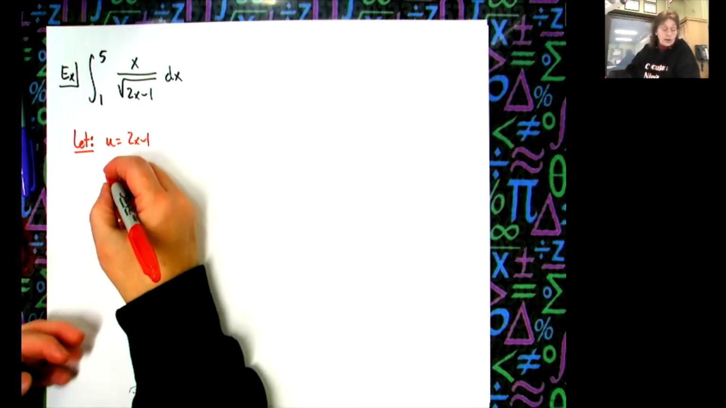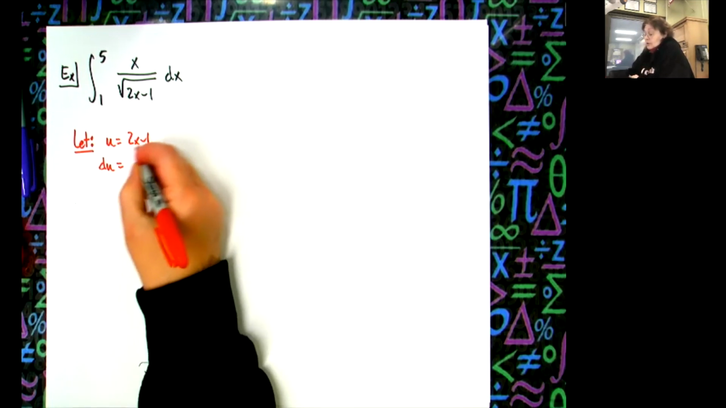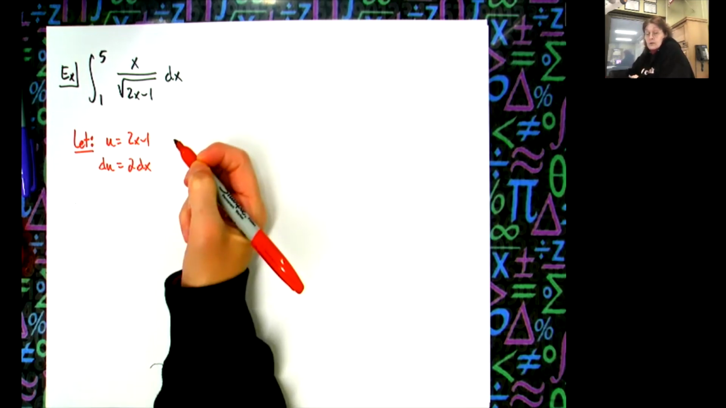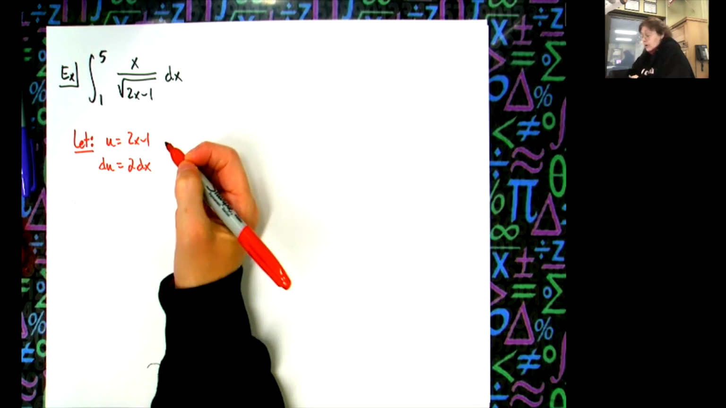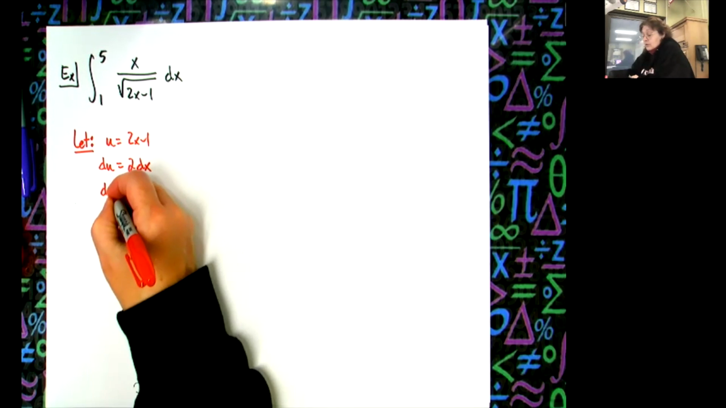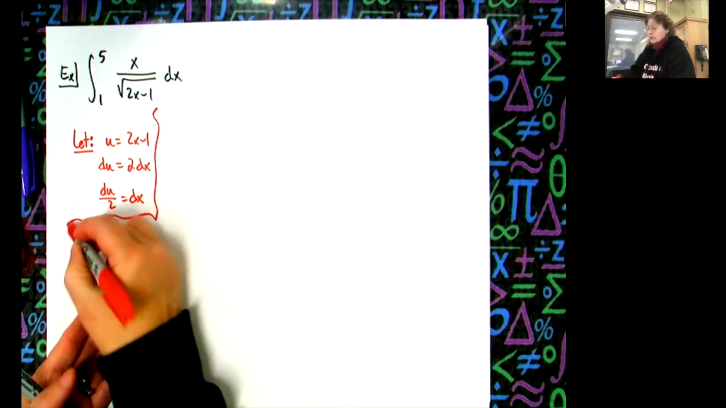Now let's go ahead and take the derivative here. So du is equal to, that's just going to be 2 dx. Hopefully at this point, some of you are already going, oh crap, this isn't going to work. Divide both sides by 2, and I get dx. Let's go ahead and show how it's not going to work.